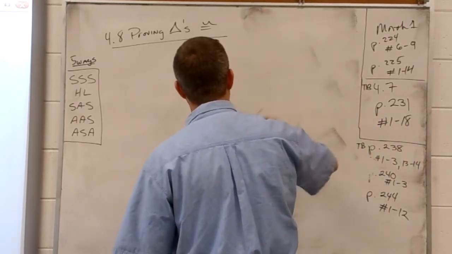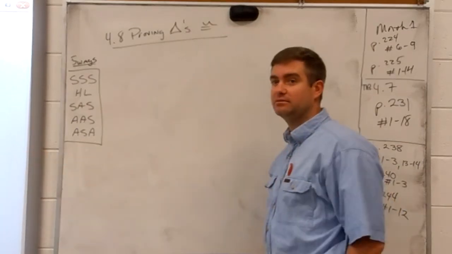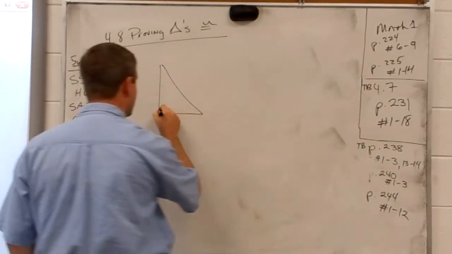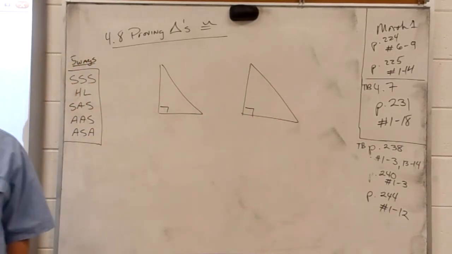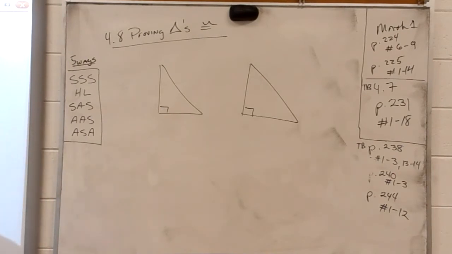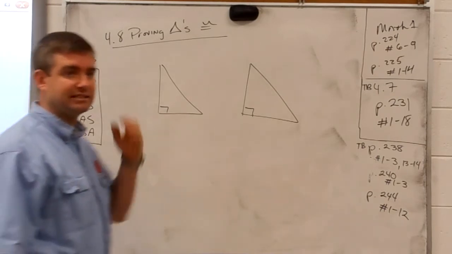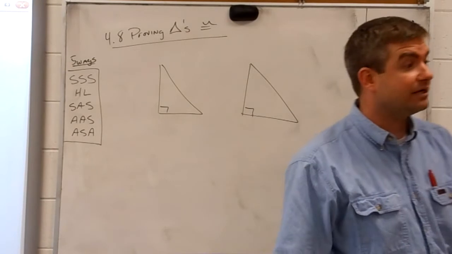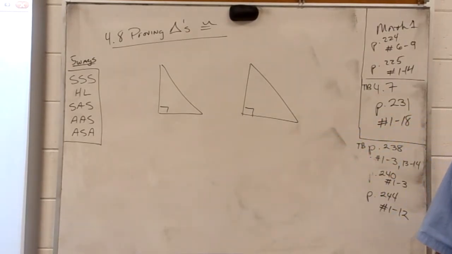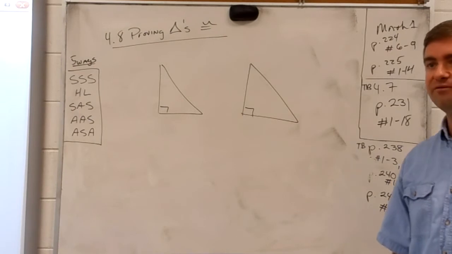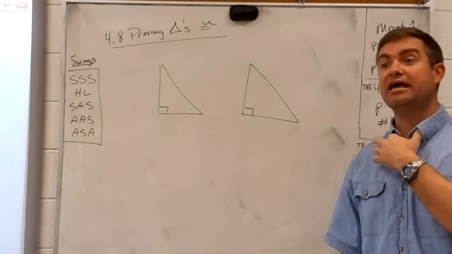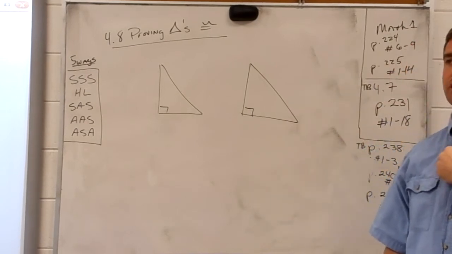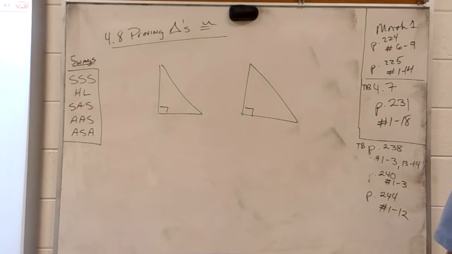What do you think has to be congruent in order for me to prove HL? I've got to have one right triangle and another right triangle. In order for it to be HL, both triangles have to be right triangles. Write that down. That's your first step. If they're not right triangles, then obviously it's not going to be HL. Let me say it one more time. In order to prove HL, the very first step is that both triangles have to be right triangles. If one is a right triangle and the other one's not, no dice. It's not going to be HL.